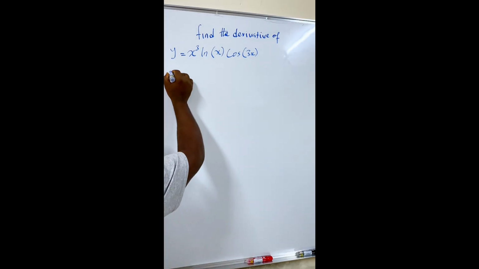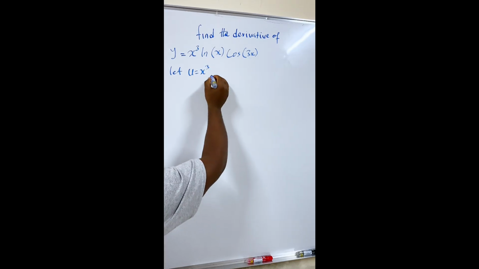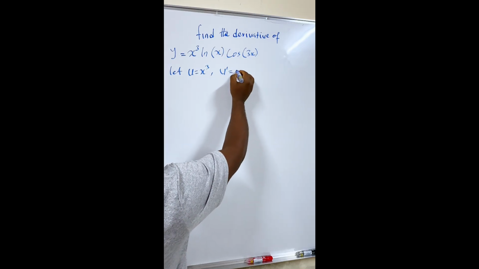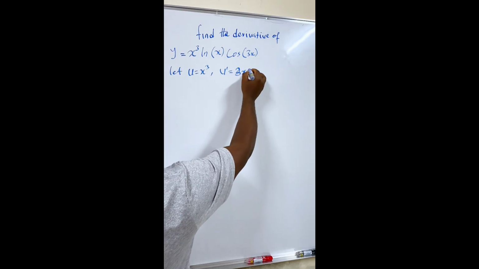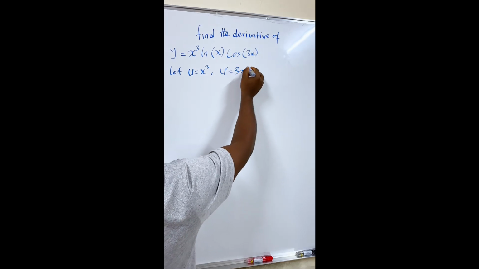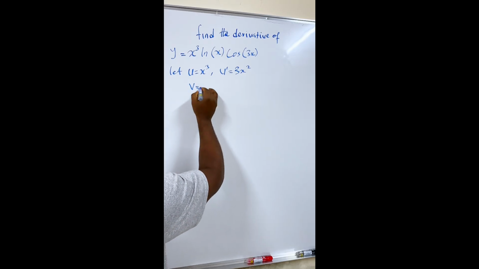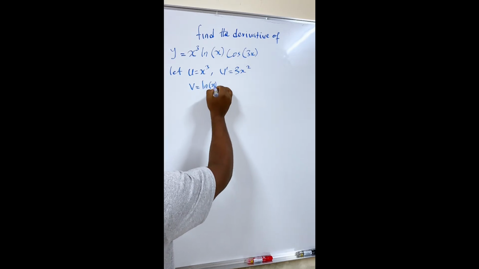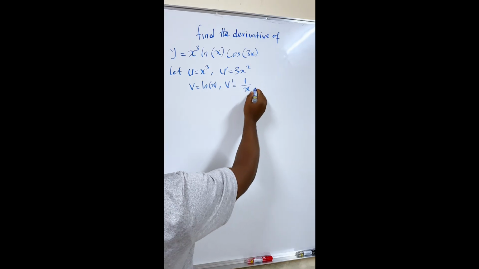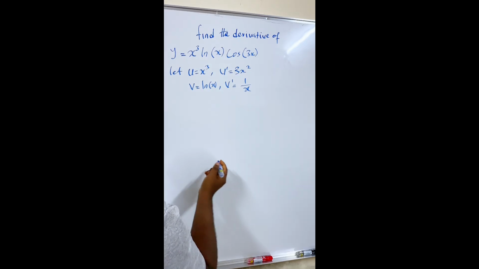So we now say let u be x cubed. We can now say the derivative u prime is going to give you 3x squared. Then let v equal ln x. So v prime is going to give us 1 over x. That is the derivative of ln x.